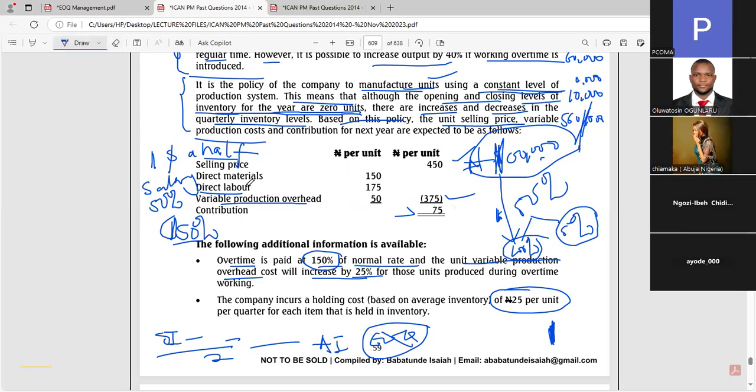Now, what I'm trying to say is that your labor is 175 naira. That's your direct labor. This 150% now means that you are increasing this labor by 50%. That's what it means. Don't go and do 150% of 175. They gave you 150% because if you do 150% of 175, please, somebody should punch it for me. I beg you. Let me explain this. Do 150% of 175.